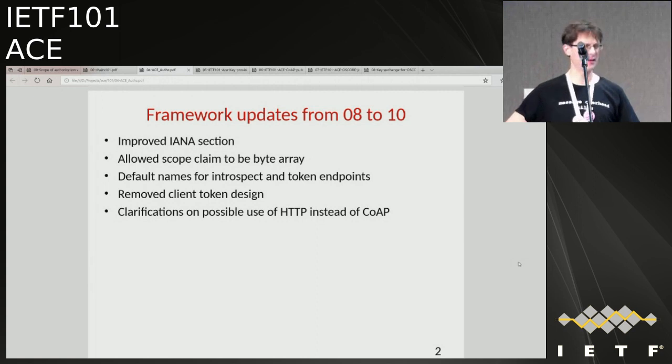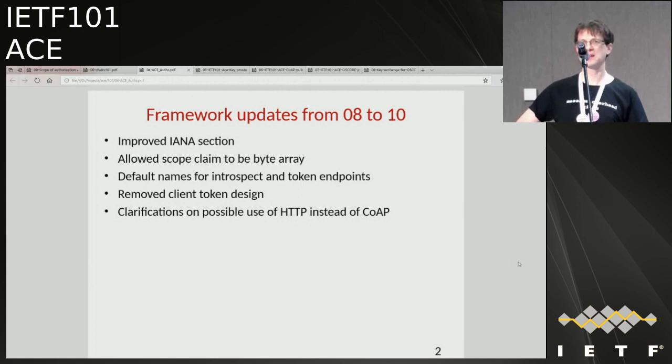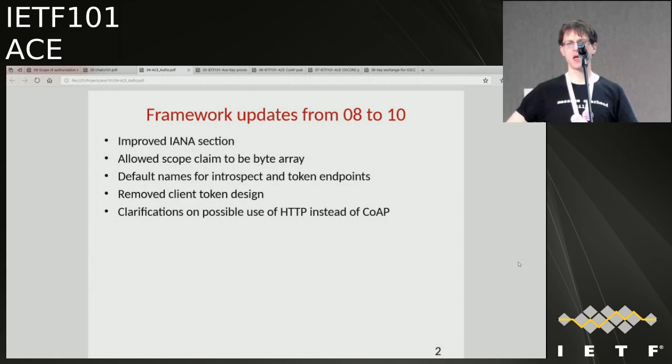Then someone, I think also Jim, noticed that the scope claim was defined as a string, and that you might want to have that as a byte array as well, if you have compact encoding. So we changed that to allow that. Then someone, I think Eric or Samuel, introduced default names for the introspect and token endpoints. We removed the client token design after discussion on the mailing list, which you probably are aware of, or most of you are.